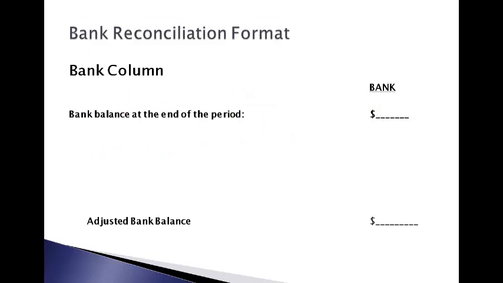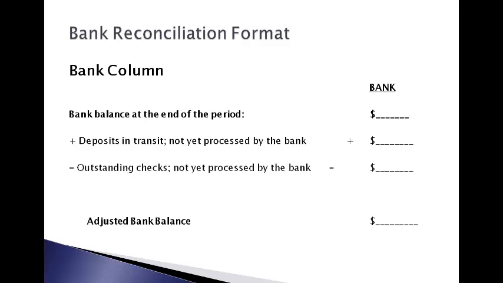Accountants use a common format to prepare a bank reconciliation. The bank column begins with the balance for the bank statement at the end of the period. Deposits that have not yet been processed by the bank are added, and checks that have not yet been processed by the bank are subtracted. The account is also adjusted for any errors that must be corrected by the bank. The adjusted bank balance reflects a balance as if all activity had been recorded by the bank.